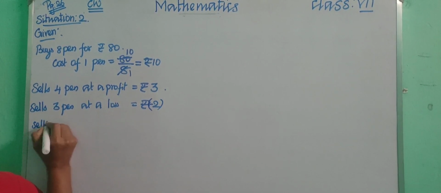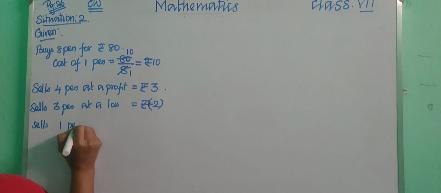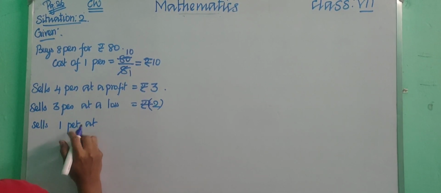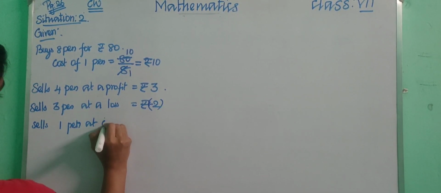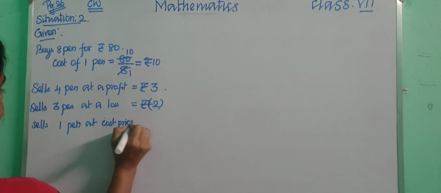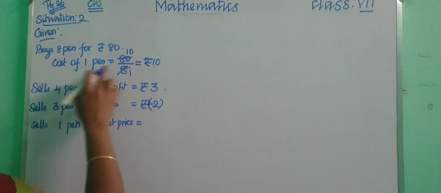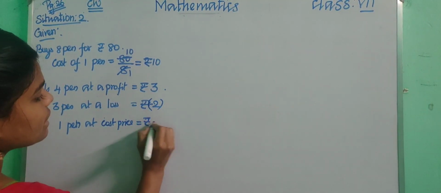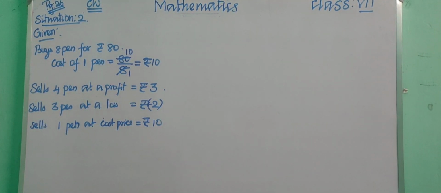Sells 1 pen at cost price. So what is the cost price? Cost of 1 pen is rupees 10, right? So that 1 pen he has sold at the same cost price, that is rupees 10. So we need to find the total loss or profit of him, whether he got a loss or profit in this buying. Okay, children, let us find.